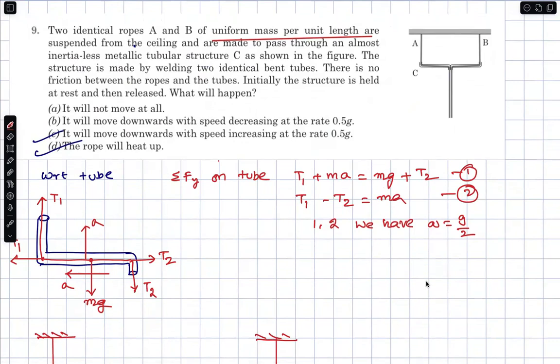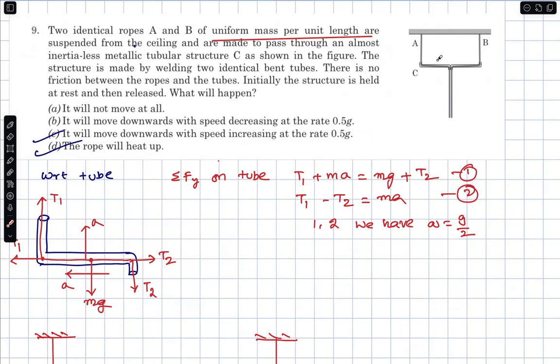Two identical ropes, you can see A and B. You can see the ropes clearly. Bhaiya, the rope is going like this. That is how the ropes are. You have a tube, you can see that here. Pass through almost massless, inertialess means massless. Metallic rubber structure C, you can see there, as shown in the figure.